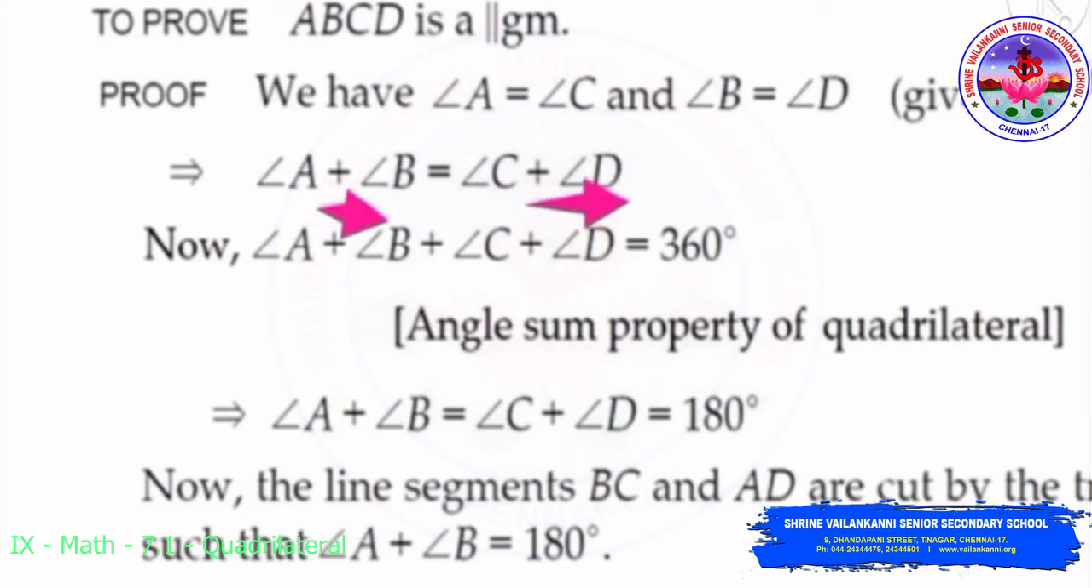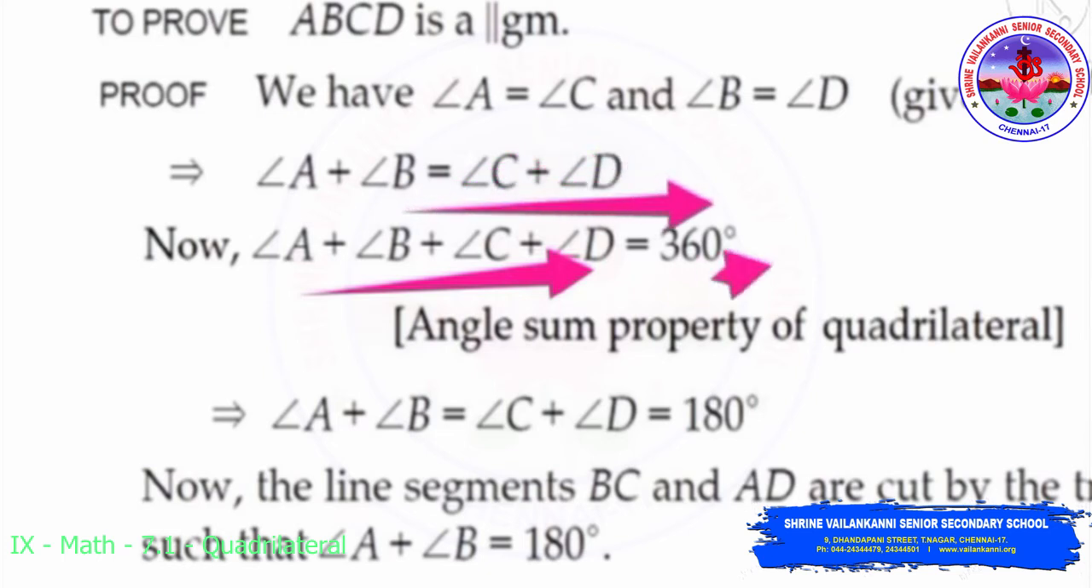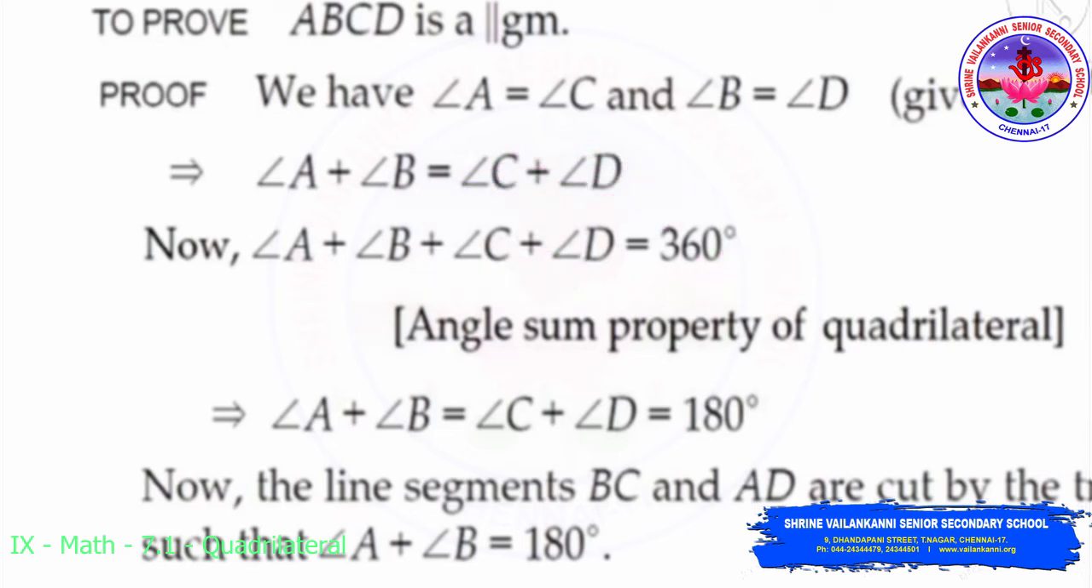So I am going to substitute, instead of C plus D, angle A plus B. So I will be getting angle A plus angle B. Again I am going to write angle A plus angle B is equal to 360 degree. So I will be getting 2 times angle A plus 2 times angle B is equal to 360 degree. Take the 2 commonly outside. So I will be getting 2 into A plus B, which is equal to 360 degree.